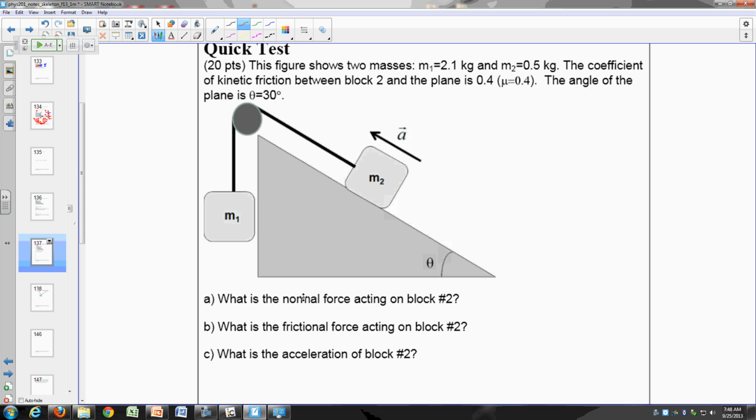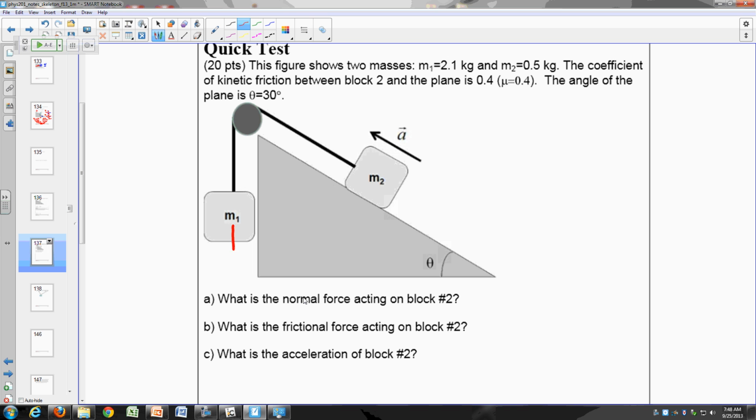First thing I want you to do is draw all the vectors on the block. So on M1, I want you to draw all the forces that are acting on M1, and then draw all the forces that are acting on M2. And I also tell you here the direction of the acceleration, which is up the plane. How many forces on M1? 2. There are 2. That one's simple, right? There are only 2 forces acting on it.